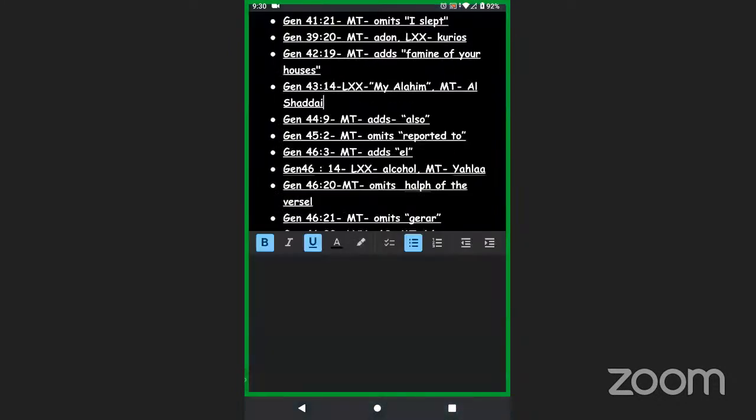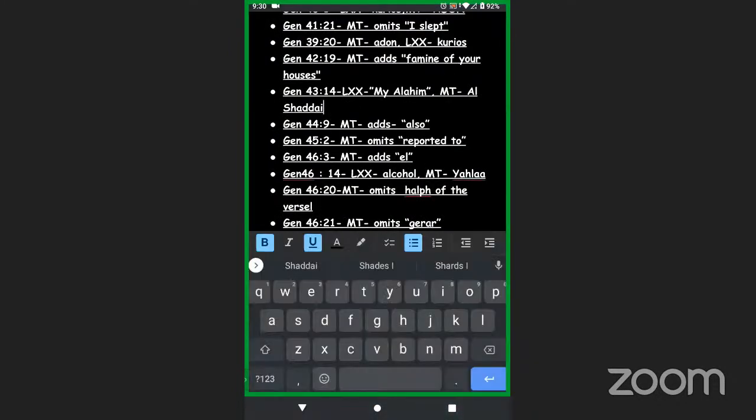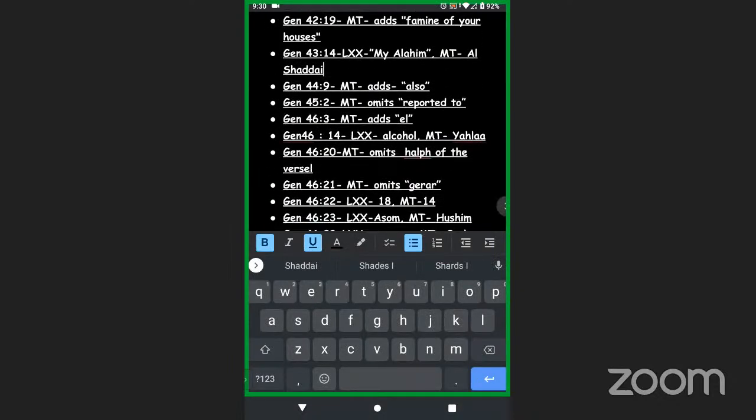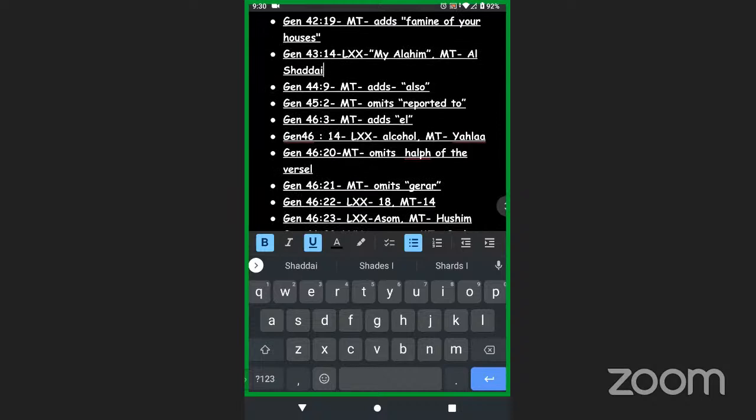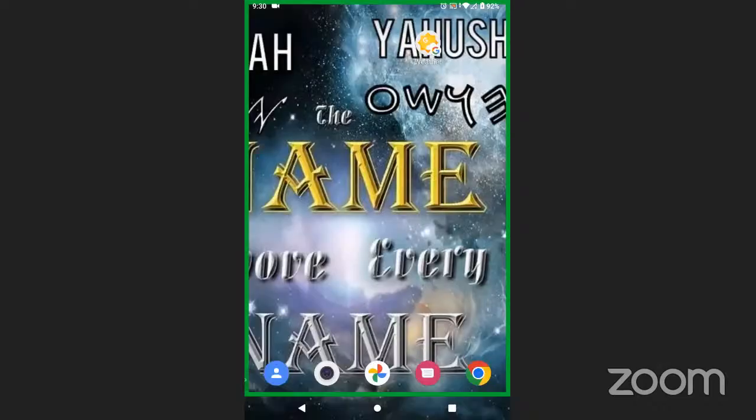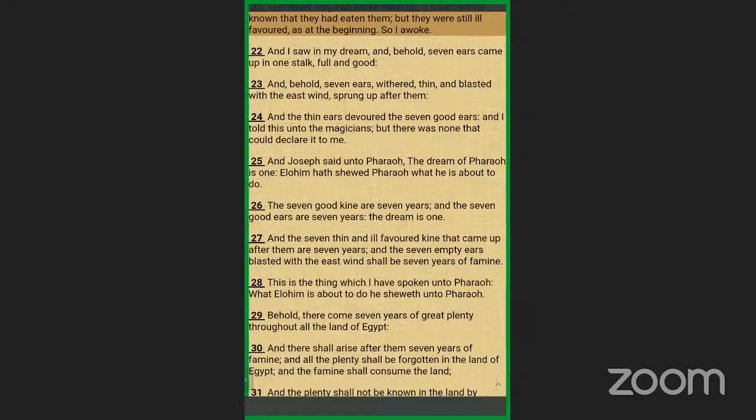So now we have, okay, that's redundant there. I already have that on the other bullet point. Okay, so Genesis 42 verse 19, Masoretic text adds famine of your houses. We're going to see if we actually need that there.